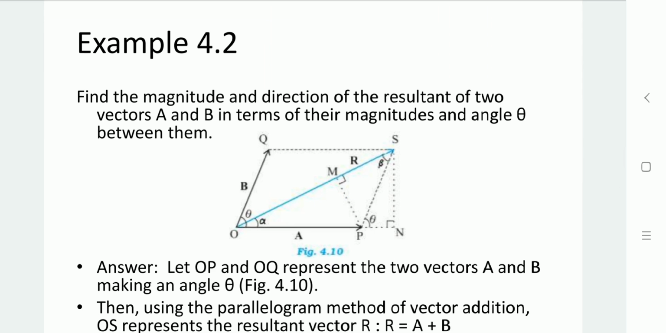Find the magnitude and direction of the resultant of 2 vectors A and B in terms of their magnitudes and the angle theta between them.